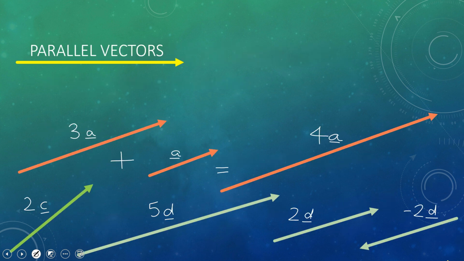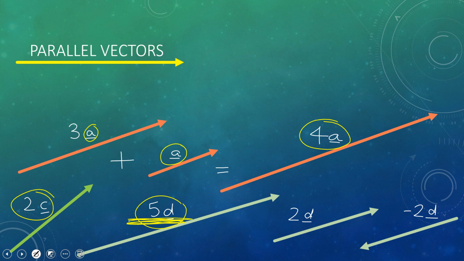Moving on, when talking about parallel vectors, you know vectors are parallel if they have the same component. So if you've got a and a, you know that these two vectors will be parallel. And you can add the parallel vectors just like algebra. So add 3a plus a to give you 4a. You know that vectors 2c and 5d are not parallel because they have different components. You know that 5d and 2d are parallel because they have the same component d.